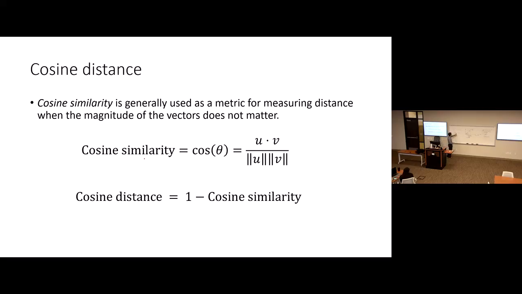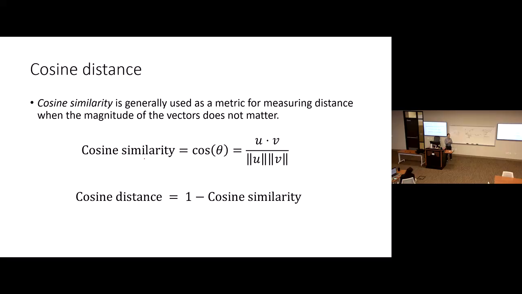So this is to quantify the similarity between two vectors. The cosine theta, if you rotate the theta from 0 to 360, this value will be between -1 and 1. So this similarity can be negative.